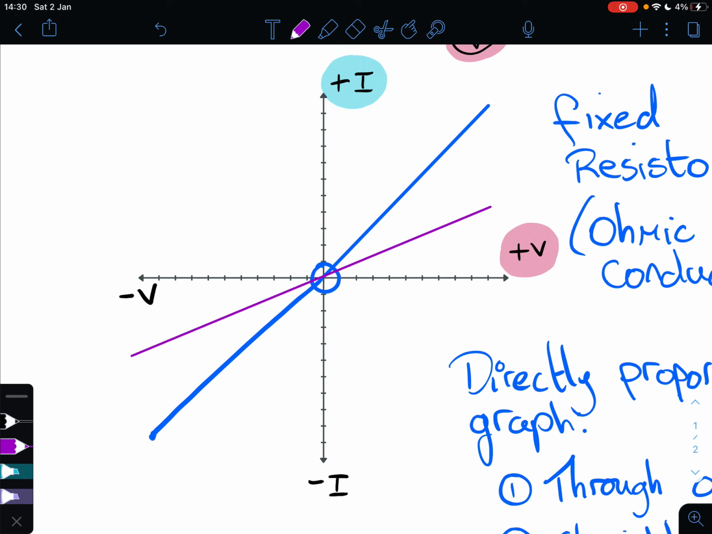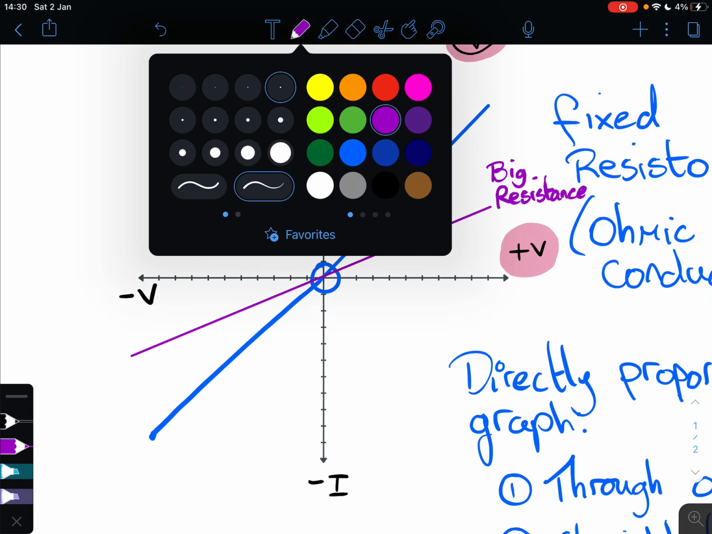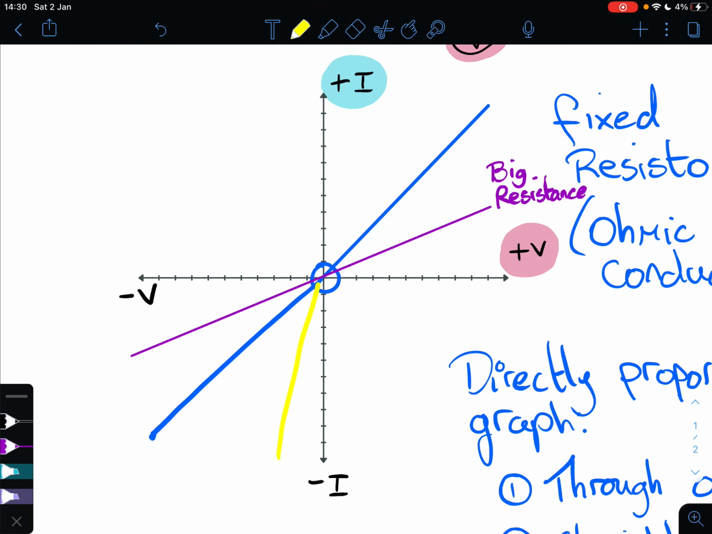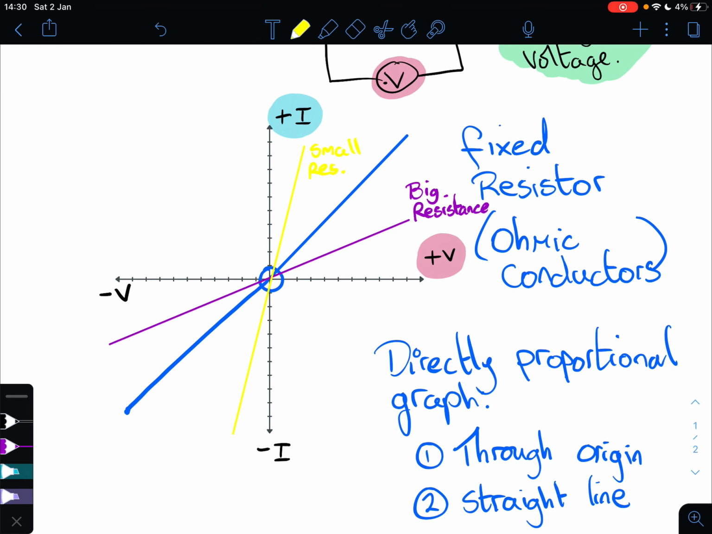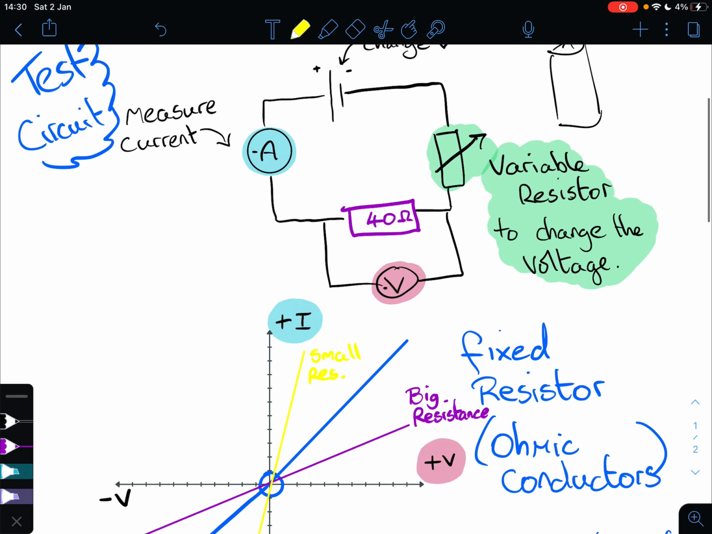Here we have a big resistance. If we had a small resistance, then it would be up here. And here we can label it small resistance. I'll just put res. Okay, remember you can pause at any point, replay it if you need to. So with that in mind, now let's look at a new component.